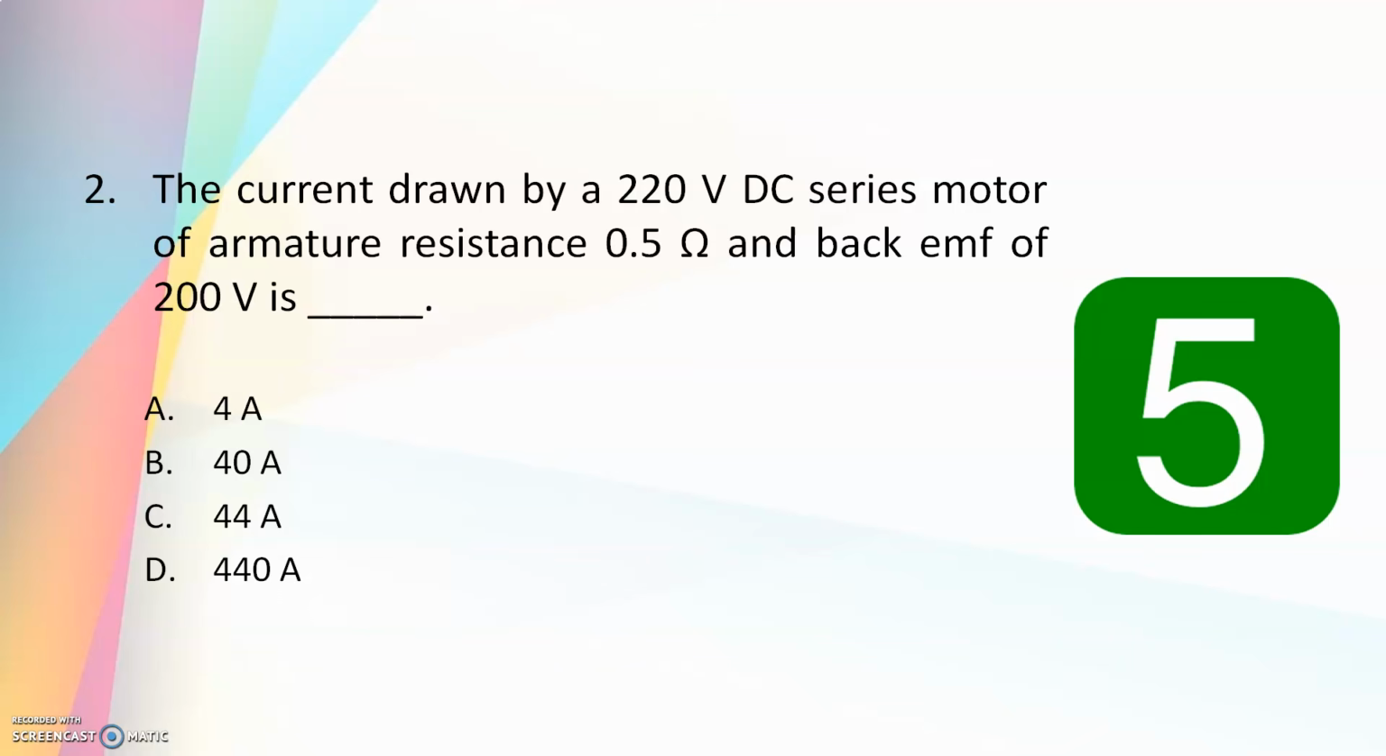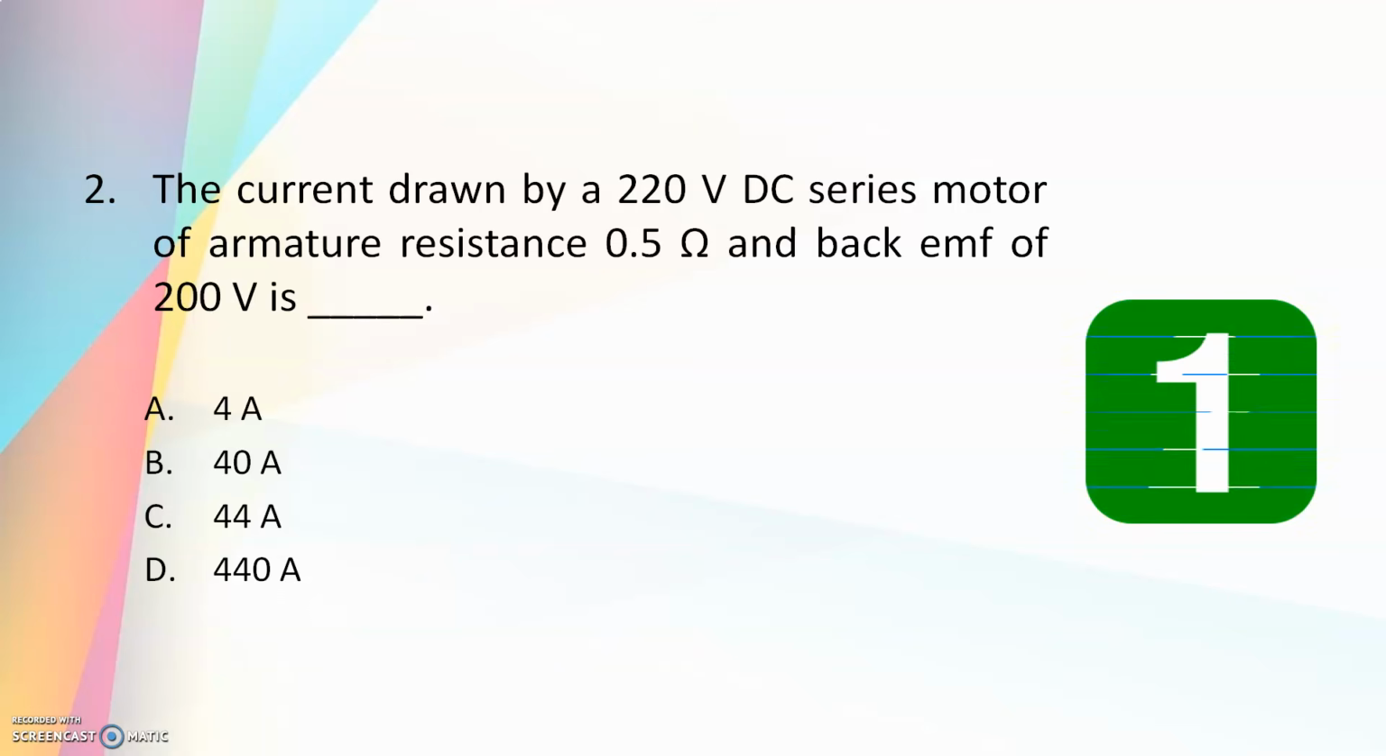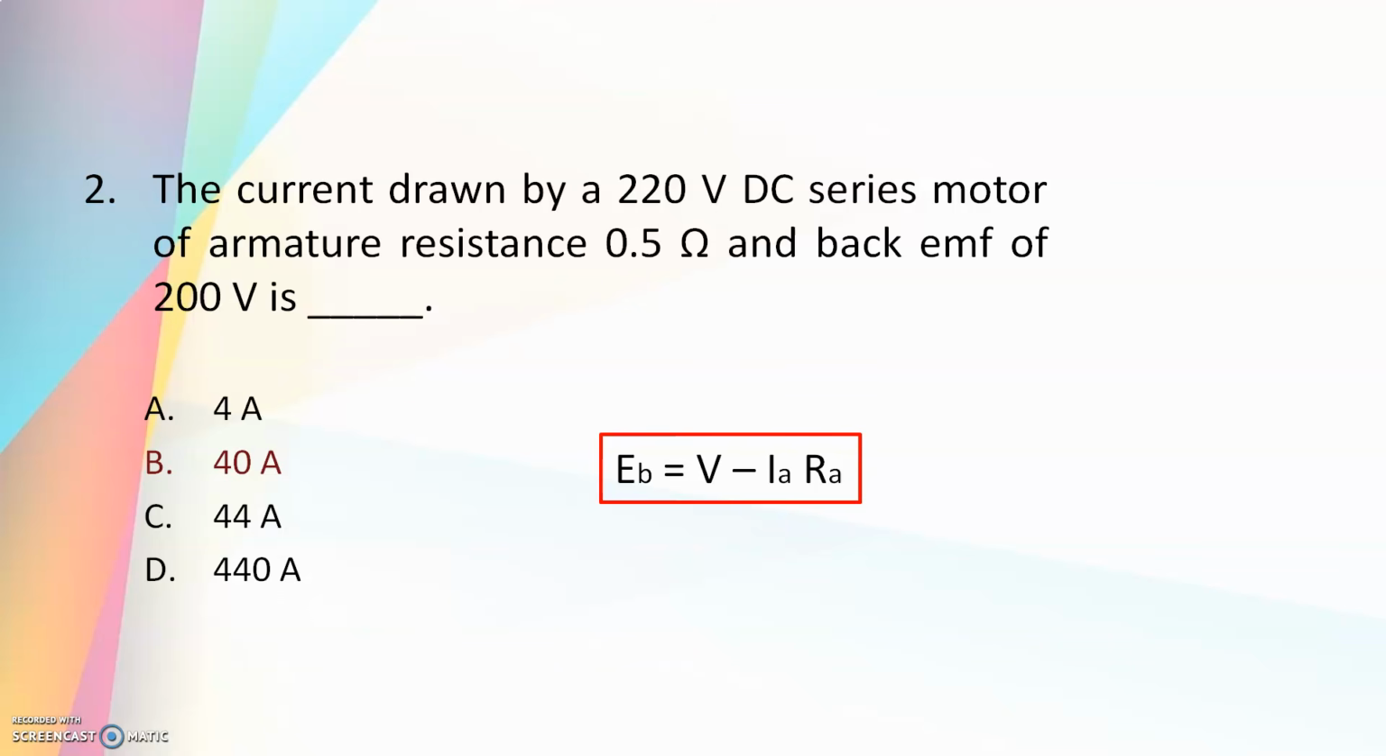The current drawn by a 220 volt DC series motor of armature resistance 0.5 ohm and back EMF of 200 volt is: 4 amps, 40 amps, 44 amps, 440 amps. And the answer is 40 amps. This can be obtained by using the voltage equation of a DC series motor, which is back EMF equal to V minus IaRa, where V is the terminal voltage, Ia is the armature current, and Ra is the armature resistance, and the current can be obtained as 40 amps.